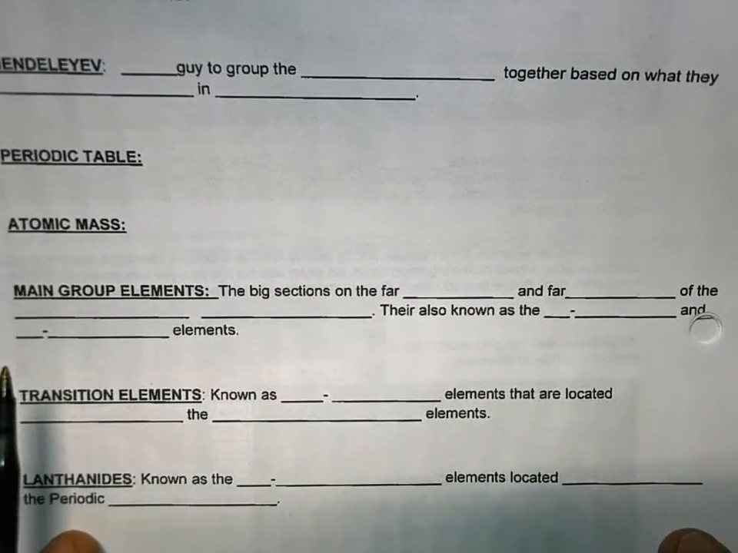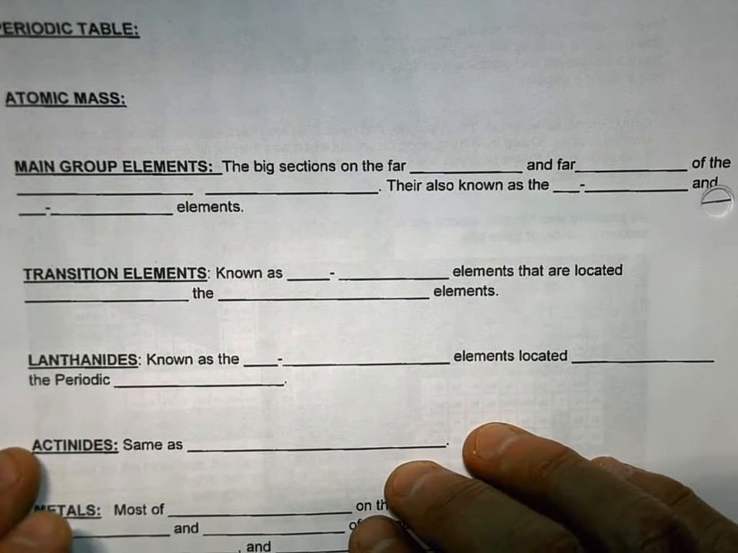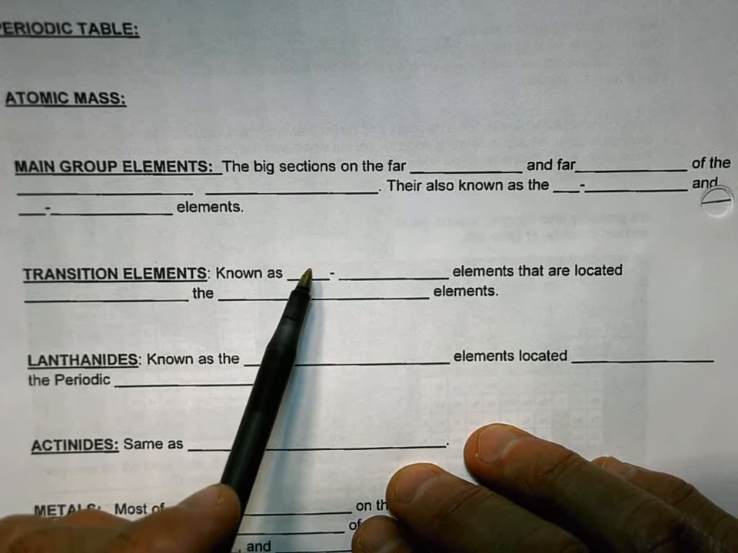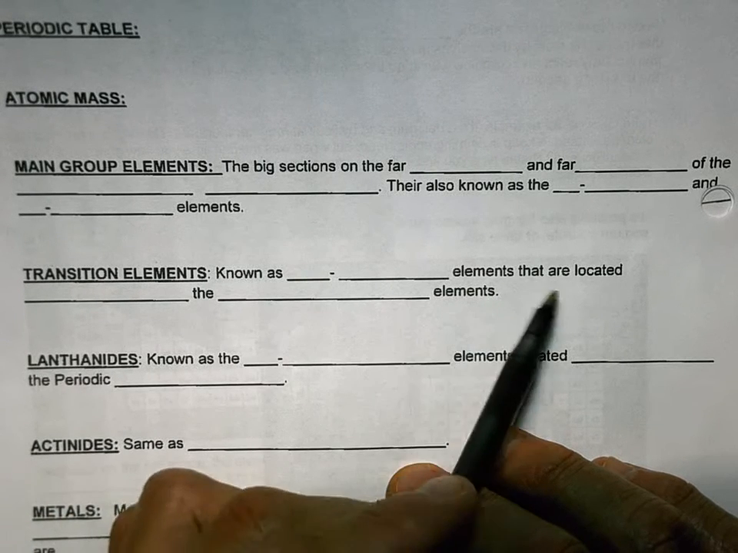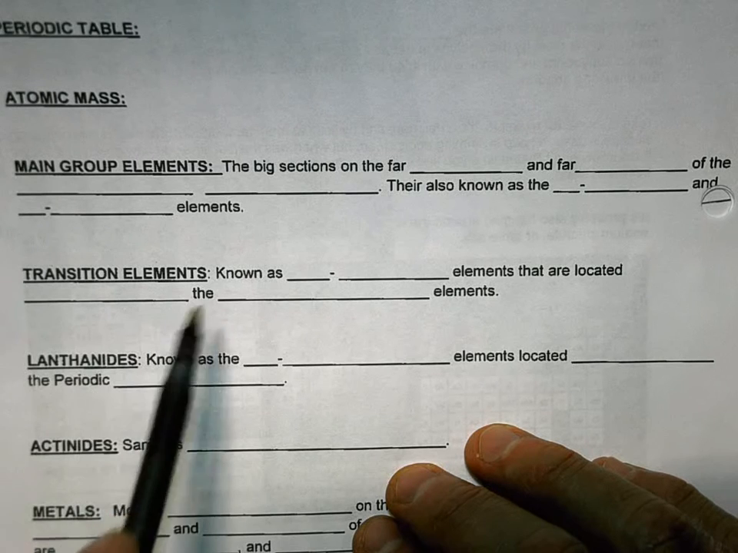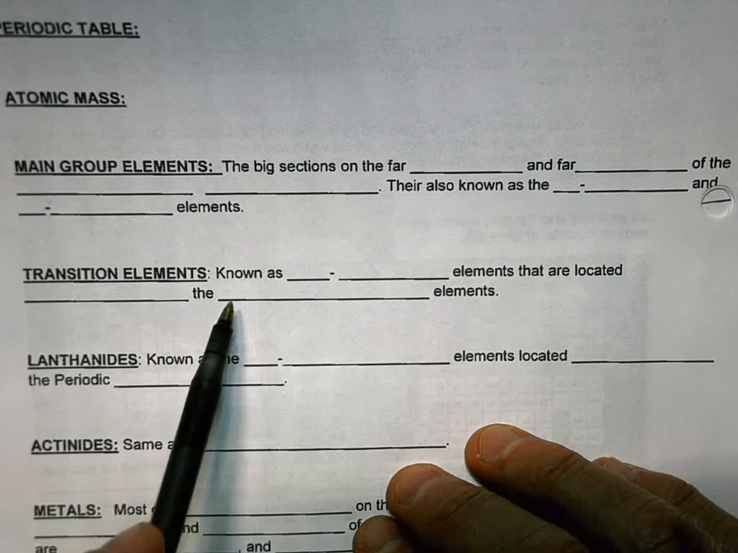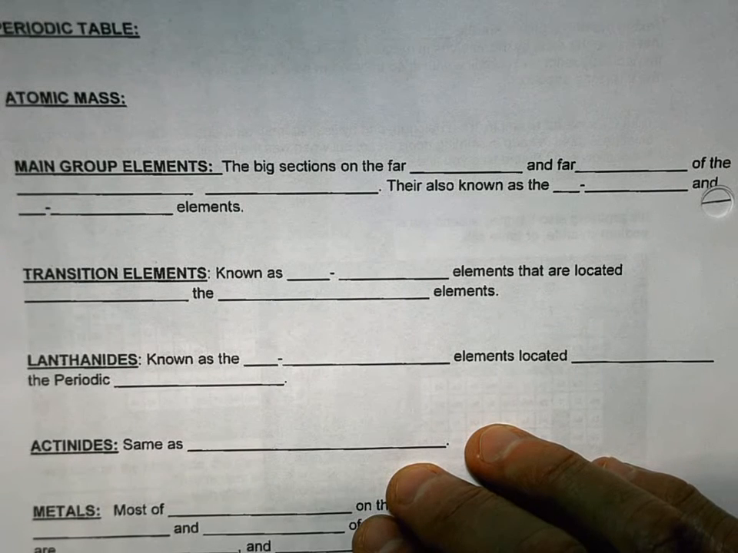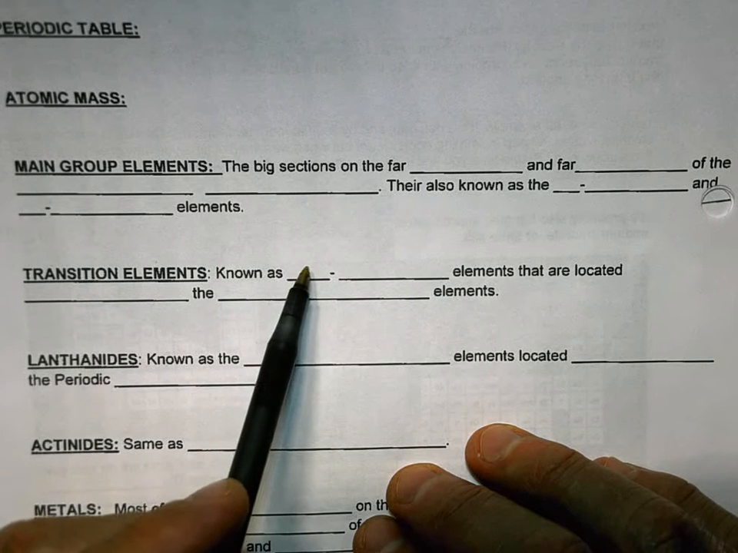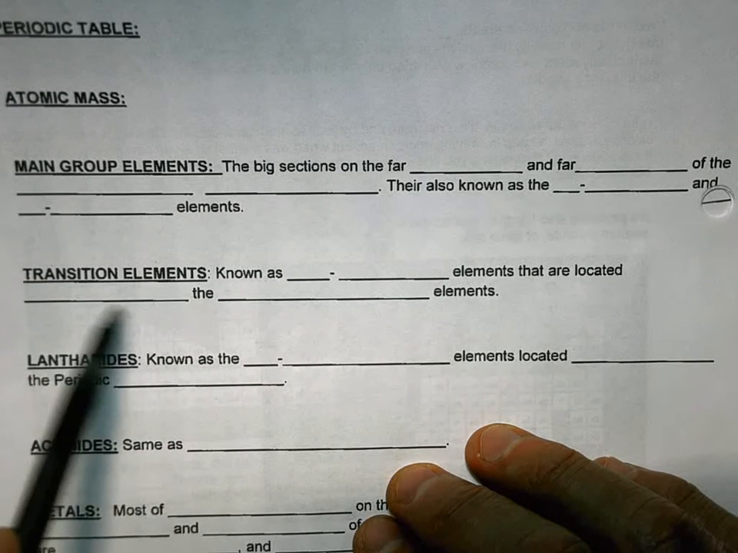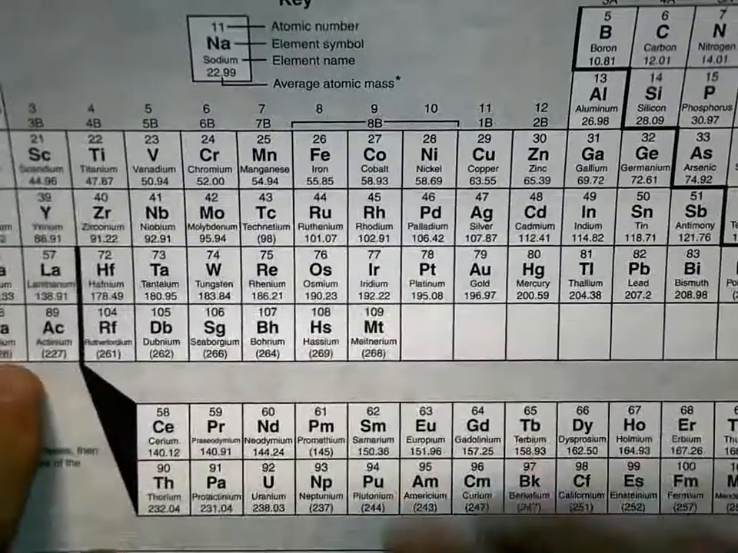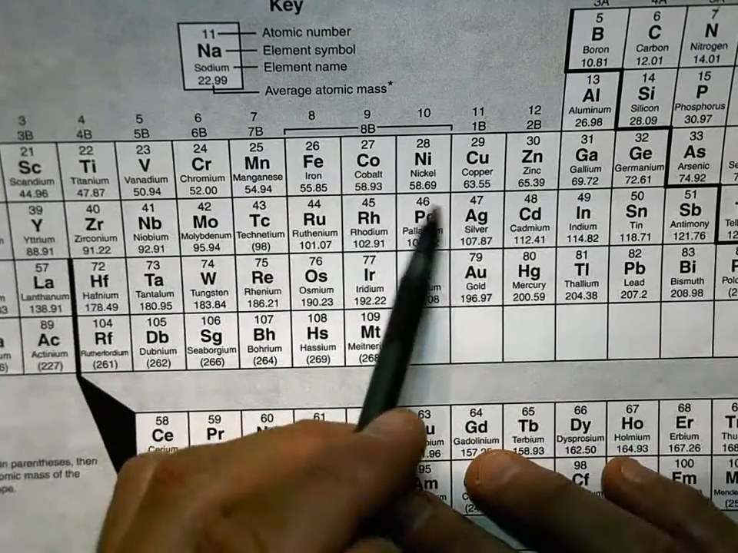The transition elements are known as D block elements, D as in David, located between the main group elements. So transition elements are known as D block elements located between the main group elements. These are the transition elements right here, right in the middle.